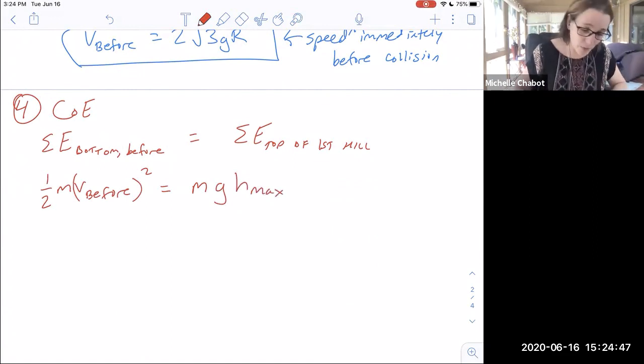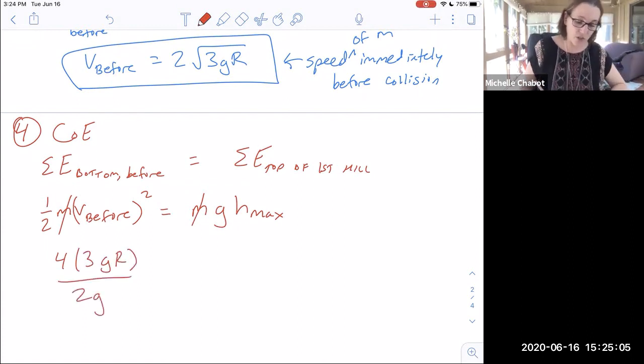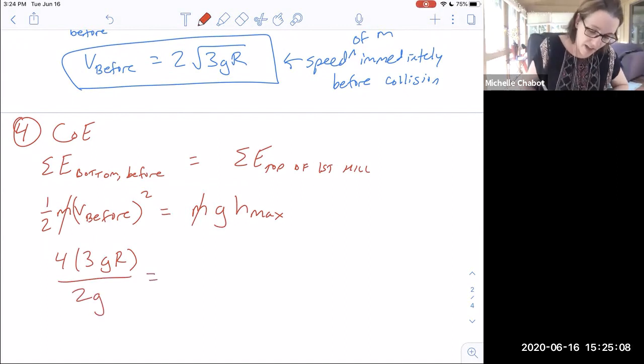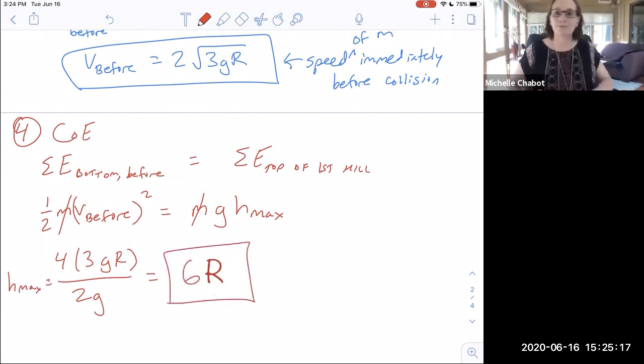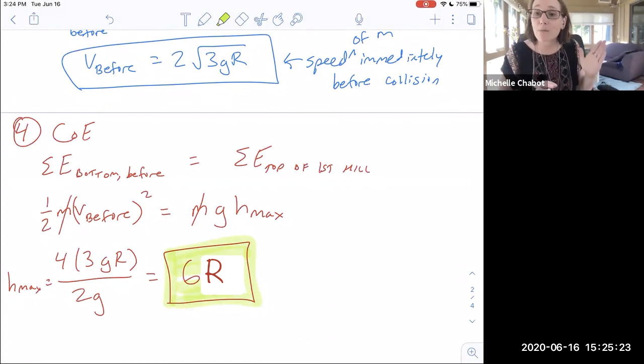So I can go ahead and plug in for my v before. So I end up here with my m's canceling. And I'm going to again end up with 4, because I'm going to square it, times then 3gr all over 2g. And so you can see that this then, if I'm solving for h max, is going to be equal to 6 times r. And that, finally, is my result for the maximum height of the first hill so that it does not lose contact with the second hill. All right, let me know if you have any questions.